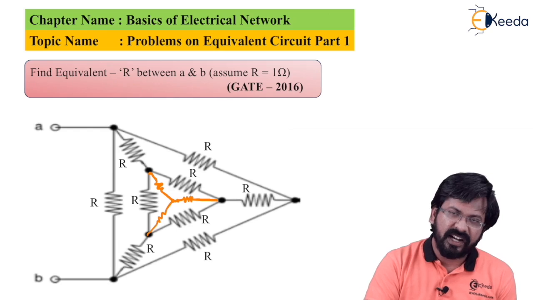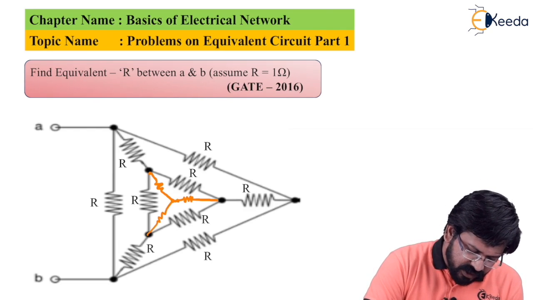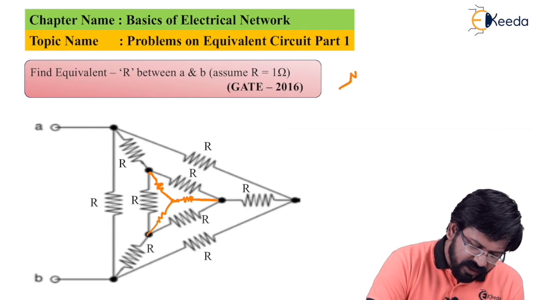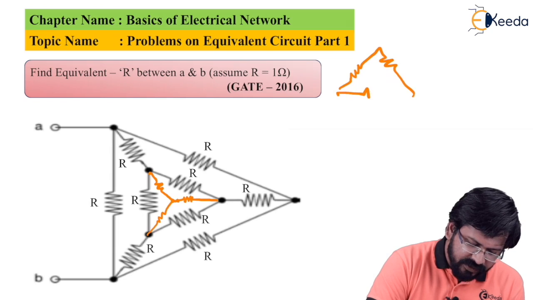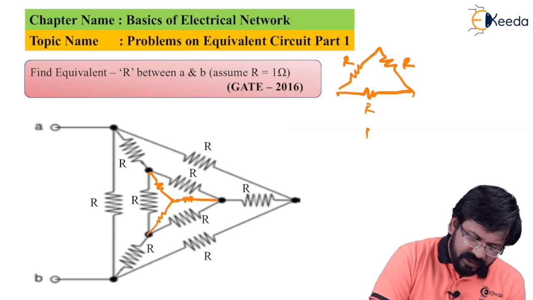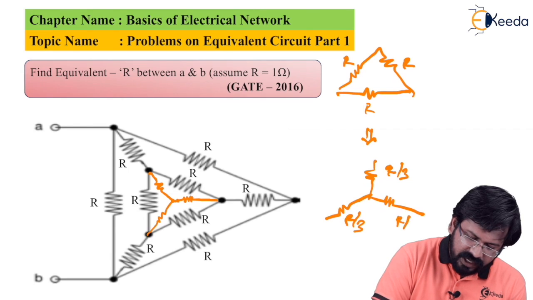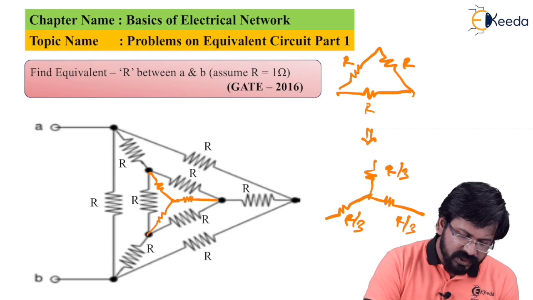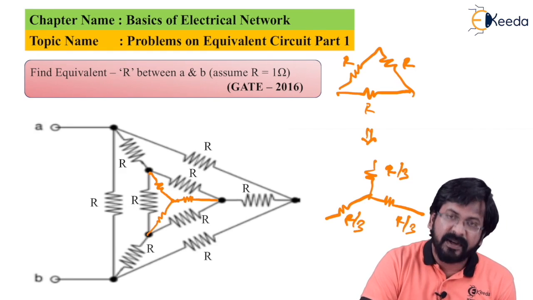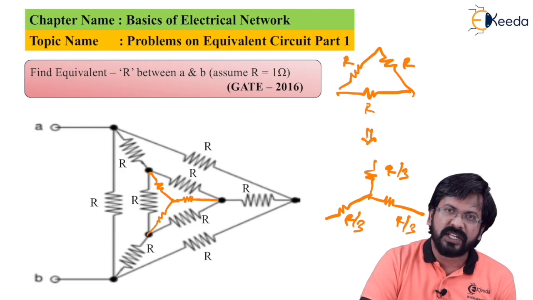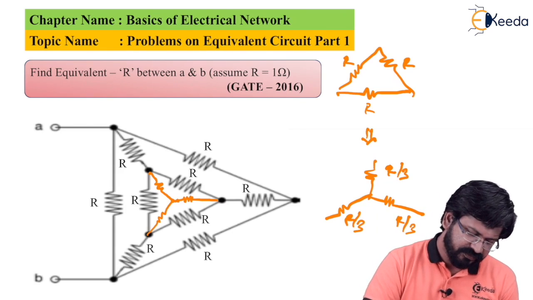So whatever I said, I'll just put it on the screen. Suppose you have a delta having every element as R, R and R, then the resultant star will also have 3 elements having values as R by 3, R by 3 and R by 3. So suppose every element is, let's say, 9 ohms, 9 ohms and 9 ohms, then every element in the star will become 3 ohms, 3 ohms and 3 ohms and so on.